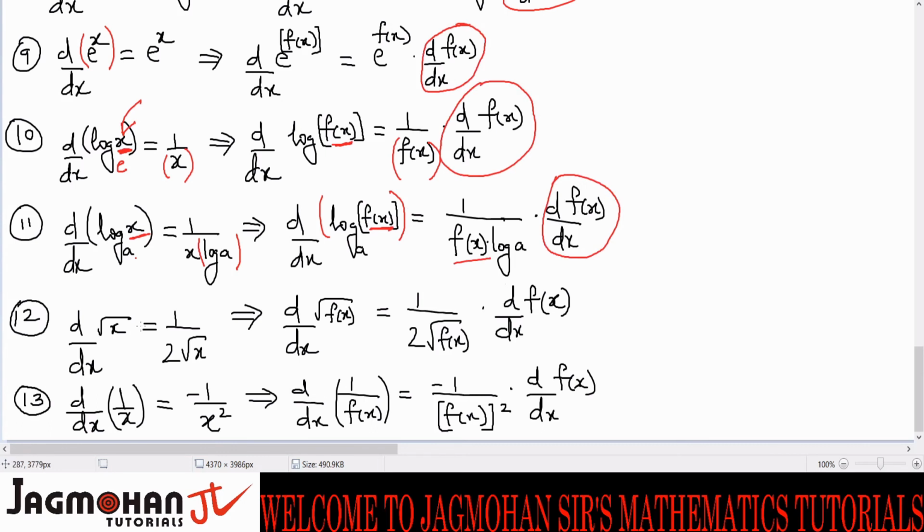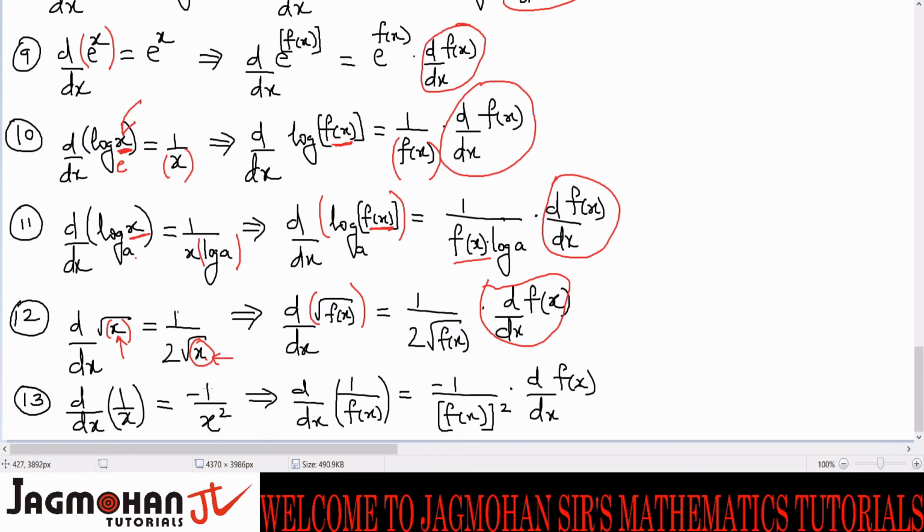Then you have d by dx of root x. What is it? It is 1 upon 2 root x. So if I replace this by f of x, I will have d by dx of root of f of x. It will be 1 upon 2 root f of x. Here also, if I'm replacing this by f of x, I will replace this also by f of x, but later I will have to multiply this to it. So d by dx of root f of x is 1 upon 2 root f of x into d by dx of f of x.